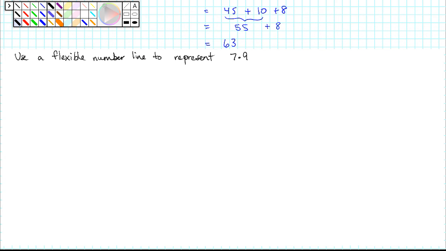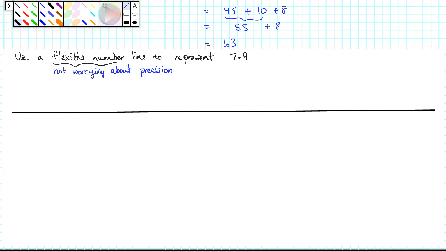So flexible number line just means not worrying about precision. Okay, so now I'm just going to make a number line here. So let's see, my first example of the way I did this calculation was thinking about, well, 7 times 9. I know 5 times 9.